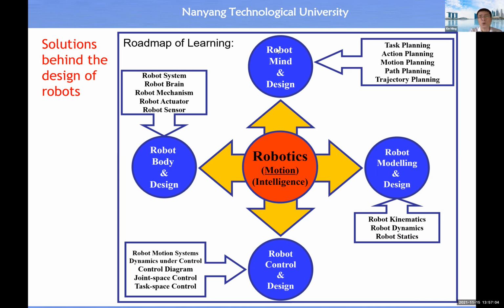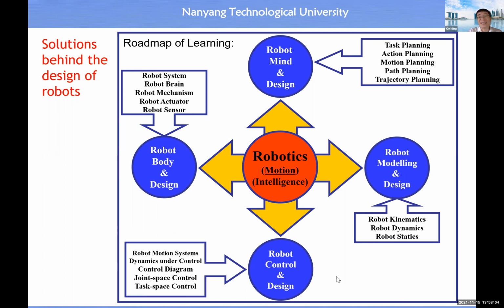Module number 1 is about the robot mind, which will include these topics such as task planning, action planning, motion planning, path planning, trajectory planning. Module number 2 is about the robot body, which will include these topics such as robot system, robot brain, robot mechanism, robot actuator, robot sensor. And module number 3 is about the robot modeling, which will include these topics such as robot kinematics, robot dynamics, robot statics. And the 4th module is robot control, which will include these topics such as robot motion system, dynamics under control, control diagram, joint space control, task space control.